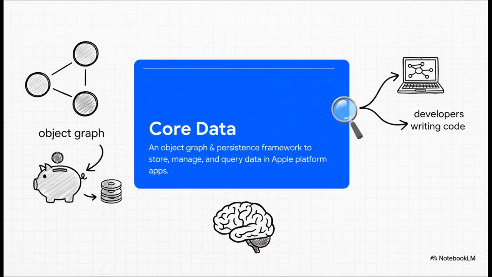Okay, persistence is the easy part. That just means it saves your data, so it's there when you come back. But object graph, that's the secret sauce. Instead of thinking about data in flat rows and columns like a spreadsheet, Core Data sees it as a web of interconnected objects. And that's exactly how developers think when they're actually writing code.